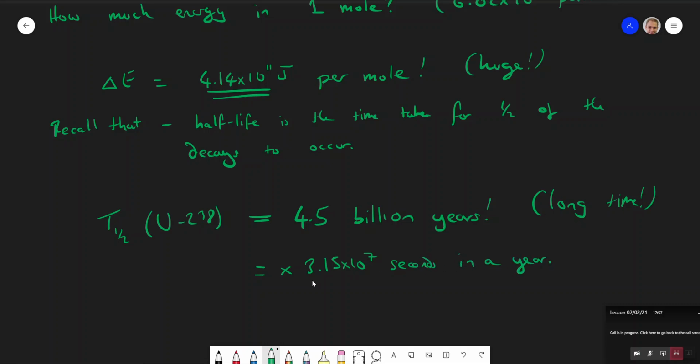So we've got to do 4.5 times 10 to the 9 times 3.15 times 10 to the 7. And we get 1.42 times 10 to the 17 seconds. It's about the same age as the Earth. Fantastic news. So if we were to sit there and go, that's one half-life.